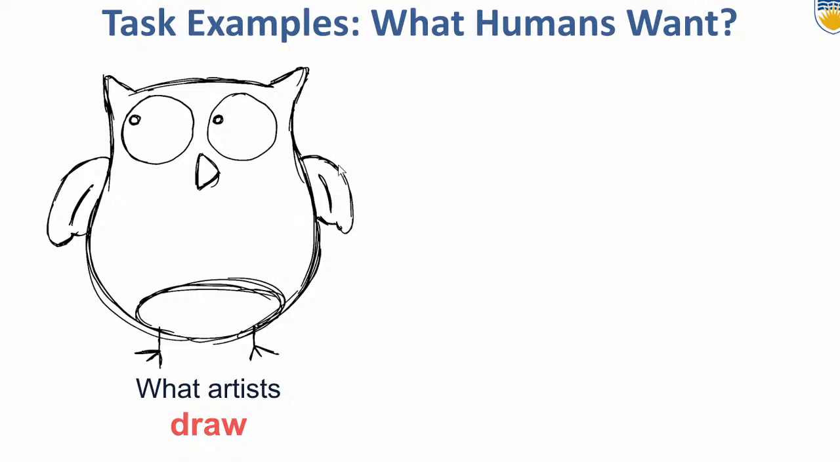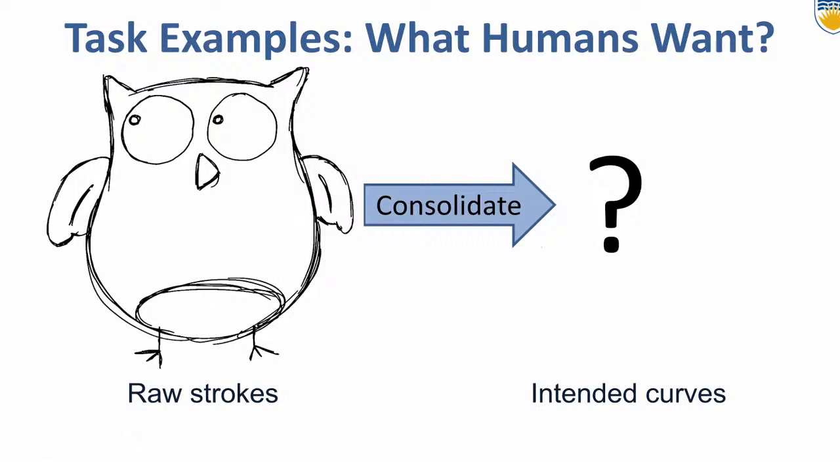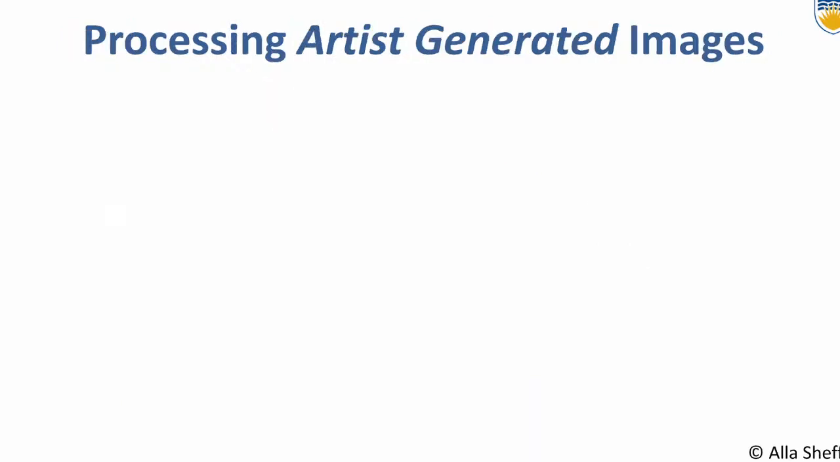Or another example, when artists draw freehand, this is kind of a typical drawing that they create. Now, if I were to ask you, what are the meaningful curves in this drawing? Like, what's the shape? Well, probably what you will see is this. And again, the question to ask is, okay, how do people go from here to here? And how do we then algorithmically replicate this process? So this is kind of at the heart of processing of artist-drawn images, this question of what do viewers perceive and how do we try algorithmically to capture that?